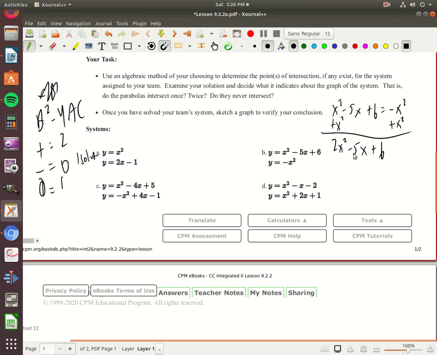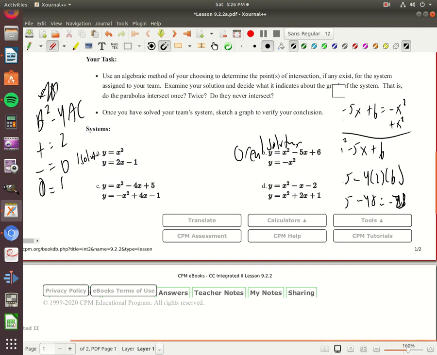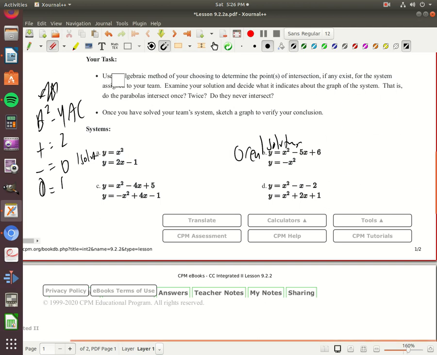So here, I get b squared, negative 5 times negative 5 is 25, minus 4 times a times c. I get 25 minus 48. I get a negative number, negative 23. So I know I have 0 real solutions. If you want to run over to Desmos or something like that, or use algebra would be even better, feel free to confirm that that has 0 real solutions.